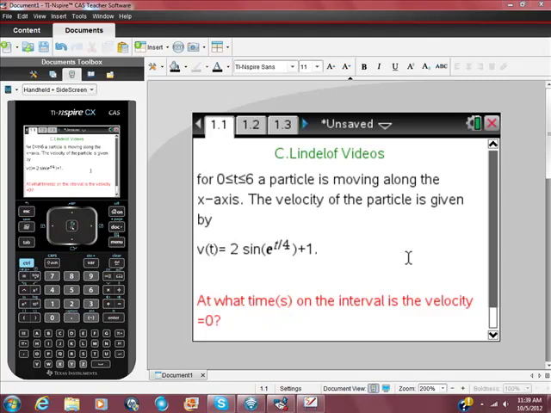So this is just a particle motion question. The velocity of the particle is given by v of t equals 2 sine of e to the t power plus 1. And what I want you to notice is the problem is this: we're asked at what time or times on the interval is the velocity equal to 0?